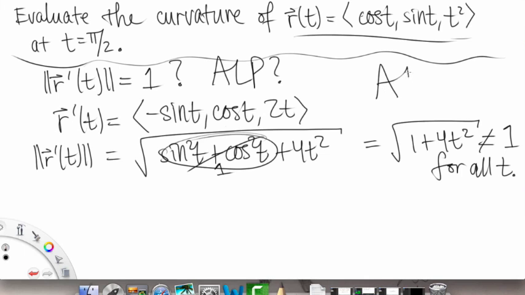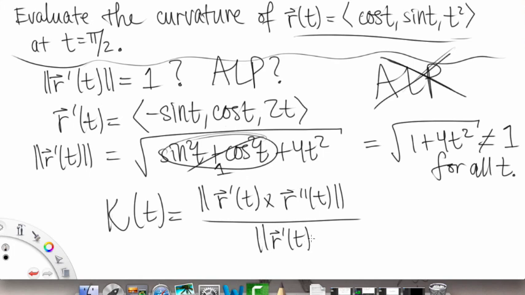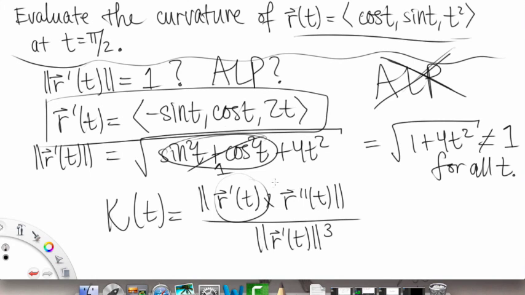So this is not an arc length parameterization, so we can't use that simple formula. Instead we're going to use the alternative formula that says that curvature is the magnitude of r prime of t crossed with r double prime, divided by the magnitude of r prime of t to the third power. Okay, so what we're going to do is find the second derivative, because we already found the first one. I'll copy it down on the next slide and we'll find the second derivative.